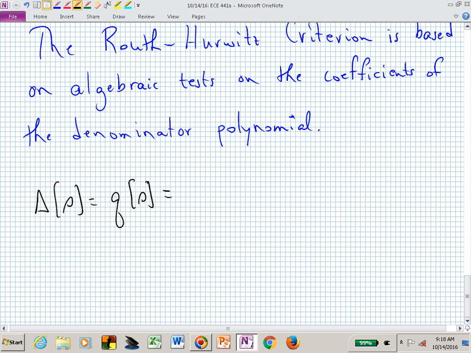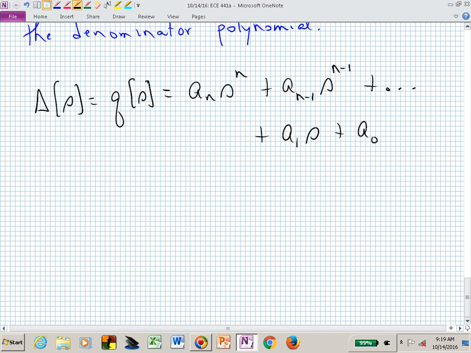So I'm going to use what they're defining in some of their equations. And the generic polynomial we will now label or parameterize as a sub n is the coefficient of s to the n. And then a sub n minus 1 is the coefficient of the s to the n minus 1. And we just keep going down to a sub 1 s plus a sub 0. That's how we will define our polynomial in this discussion.